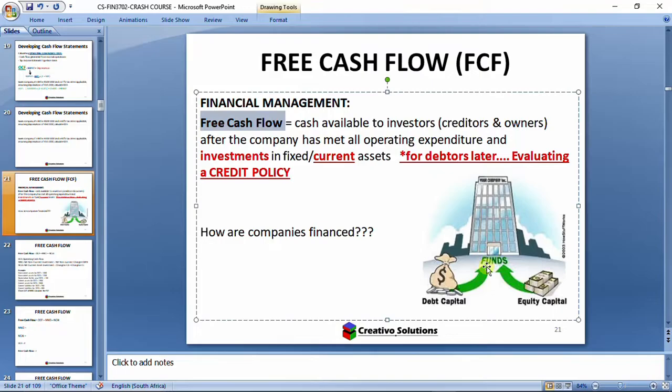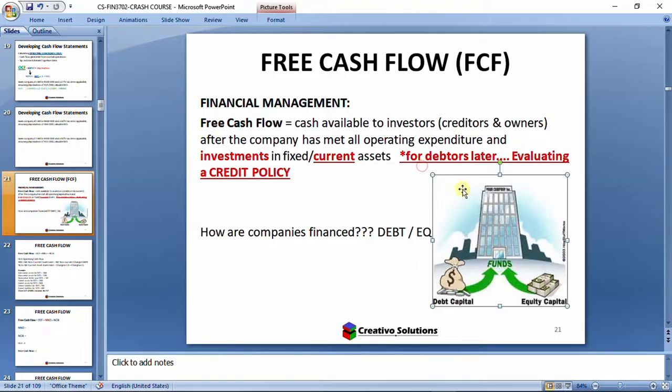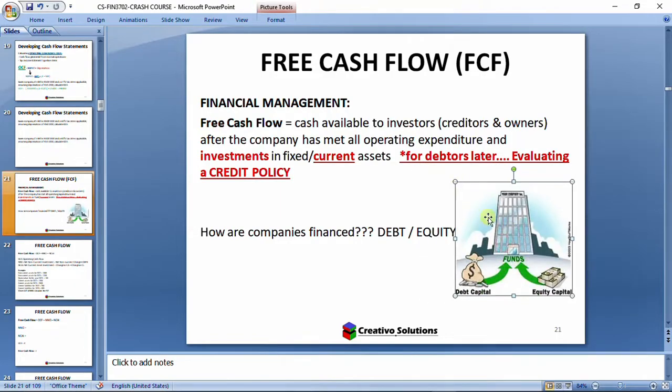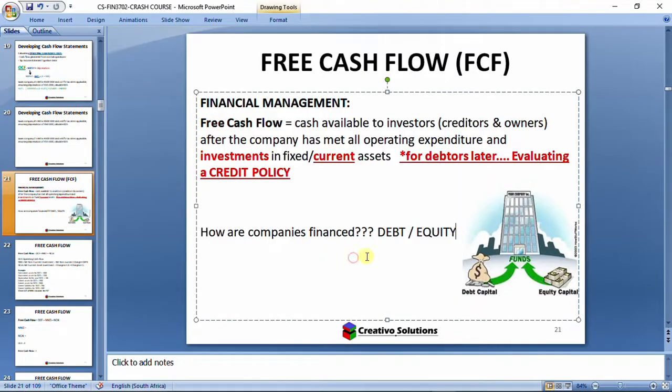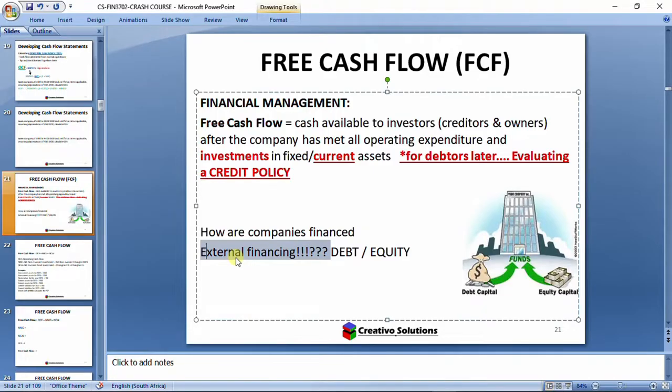So this picture, debt and equity, we've seen it before. You've covered the module, so I don't have to spend too much time describing that. You know that businesses use debt and equity to fund the operations. Debt and equity is external financing. External financing means other people are giving me this money. It's not earned. It's not generated through operations. It's coming from outside equity or debt providers.